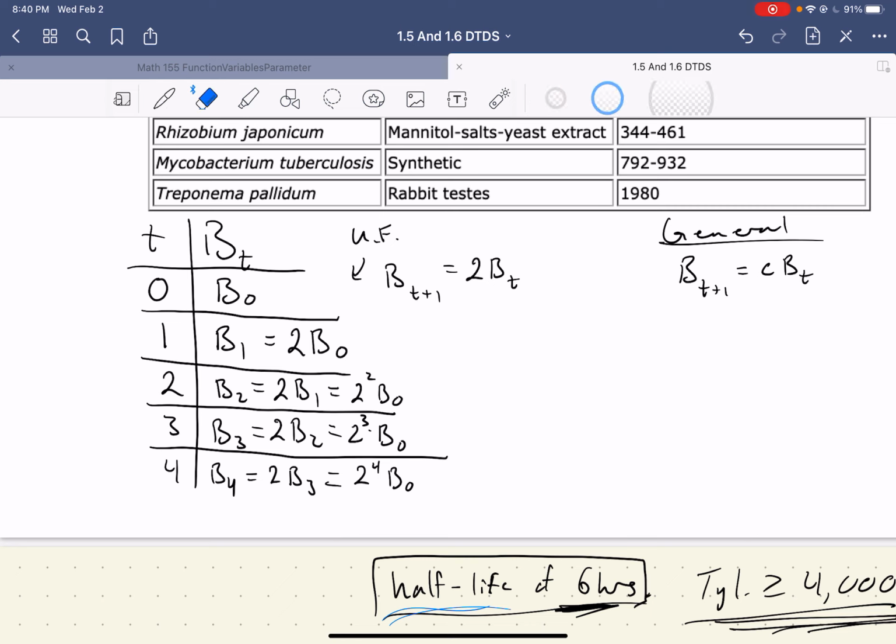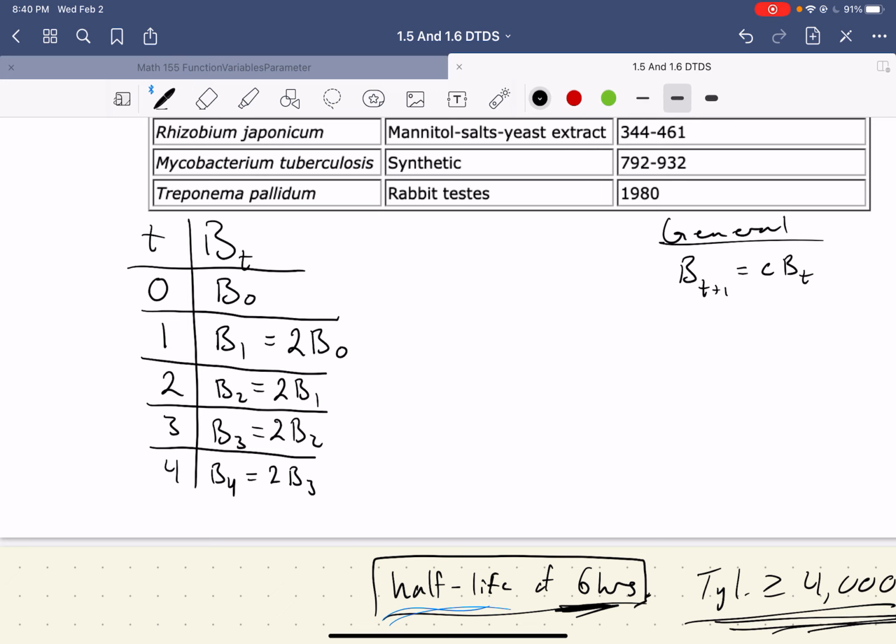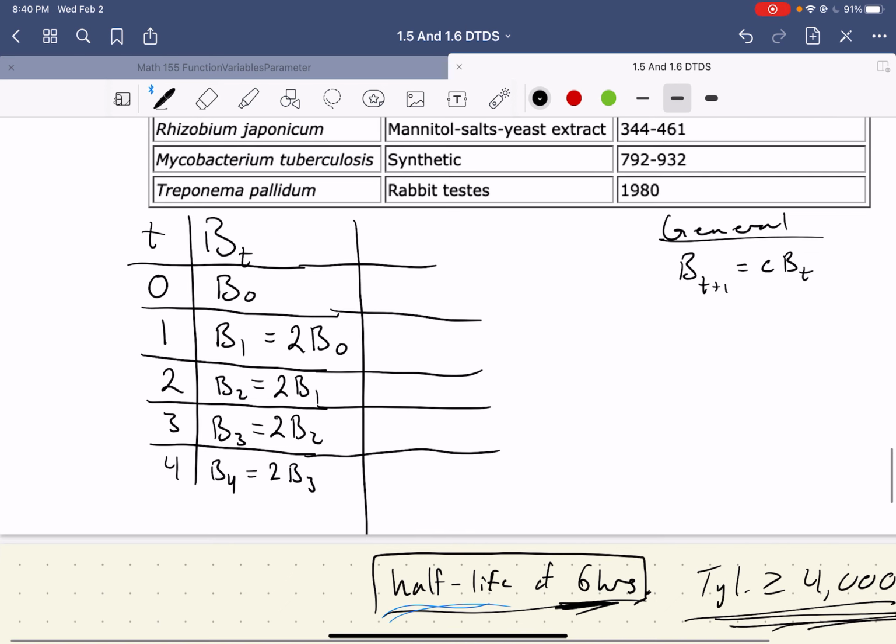Okay, just to connect this with the previous video, let's try to do discrete differences and see what happens. If I do the first difference, that means I take b1 and subtract b0. So b1 minus b0, but hey, b1 is 2b0. So really, I have 2b0 minus b0. I just have b0.